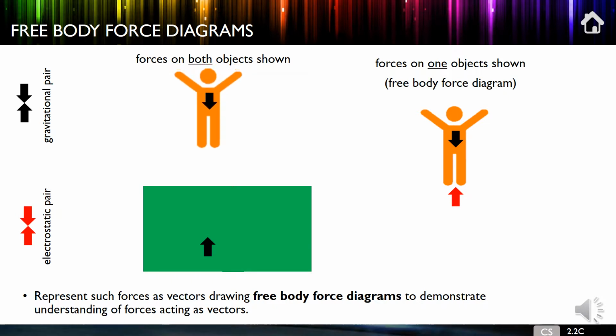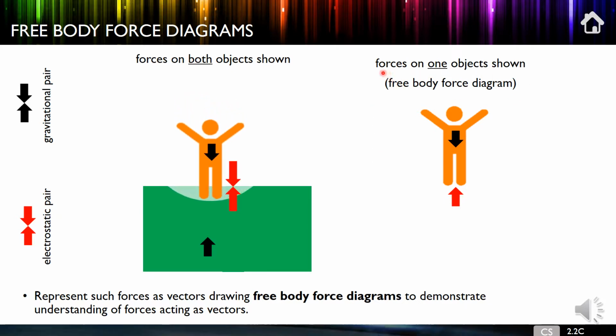Now here we've got the idea of a free body force diagram. This sounds a bit complicated, but all it really means is you are showing the forces on one object only. Here we've got an example of someone jumping down. If we can just rerun it, we'll start it here. This is a person falling, and at the moment there's only one pair. The black arrows represent the gravitational pair. The Earth is pulling him downwards, and he is pulling the Earth upwards.